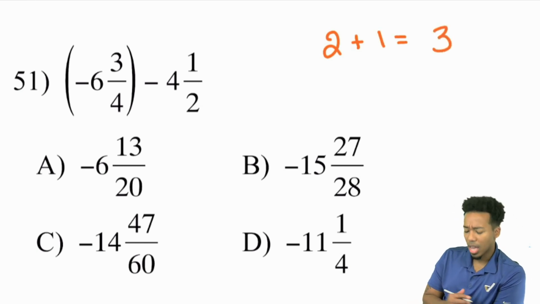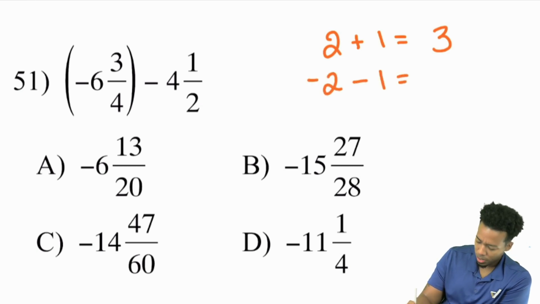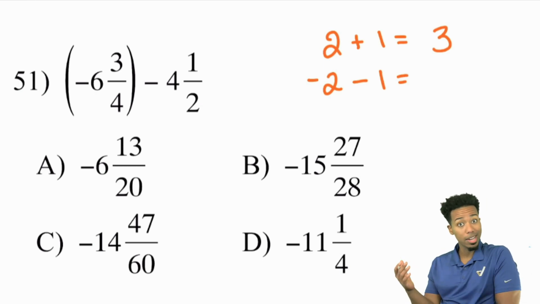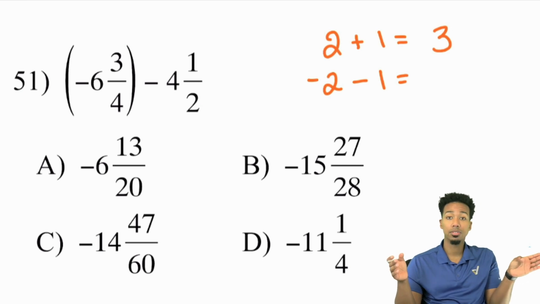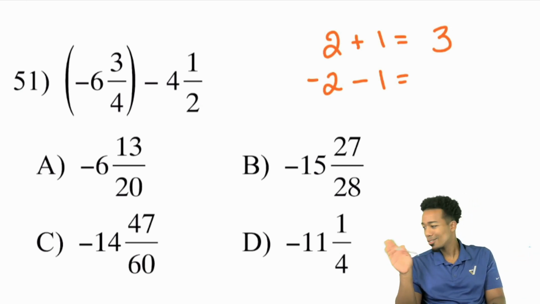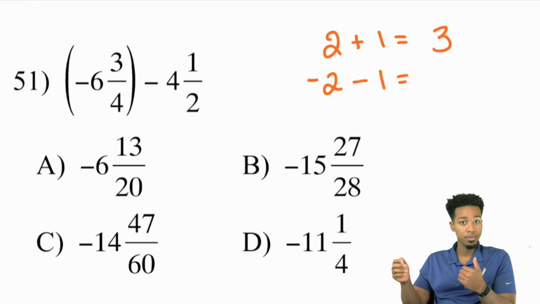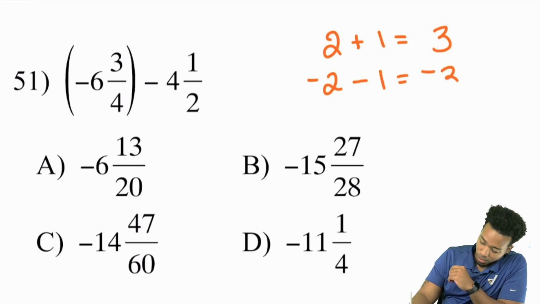Correct. Now, if I have a negative 2 minus a 1, well, they're both negative. If you're combining two negatives, you're just getting more negative. If you combine two positives, you're just getting more positive. Combining two negatives, you get more negative. So 1 plus 2, or 2 plus 1, that's 3. Negative 2 minus 1, that'll be negative 3.